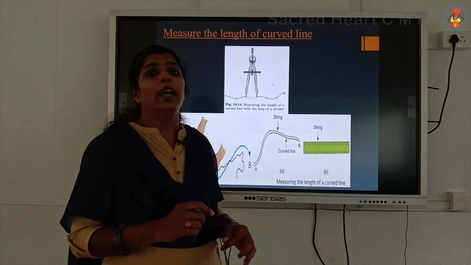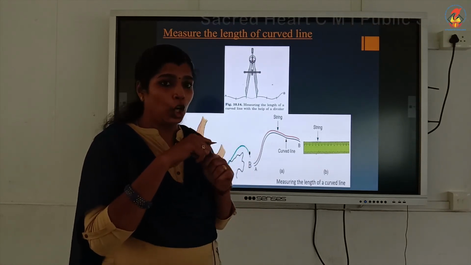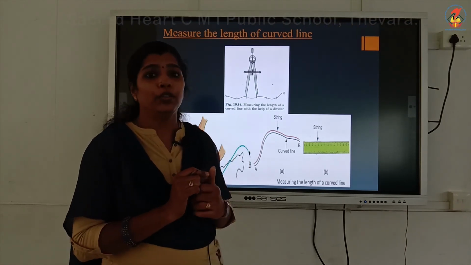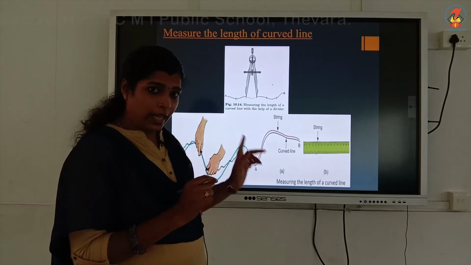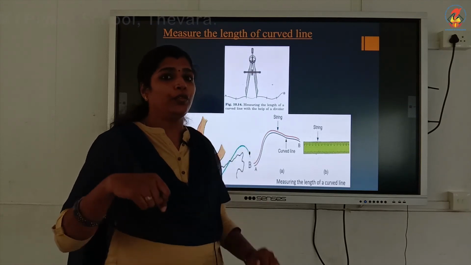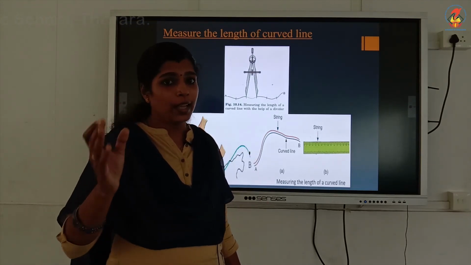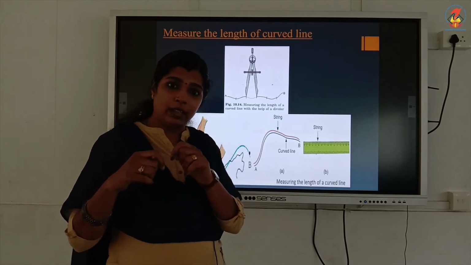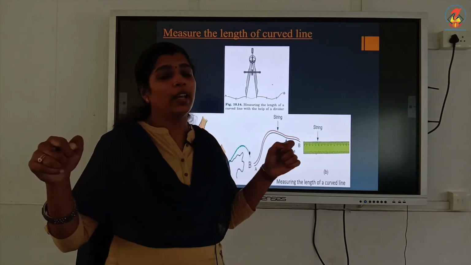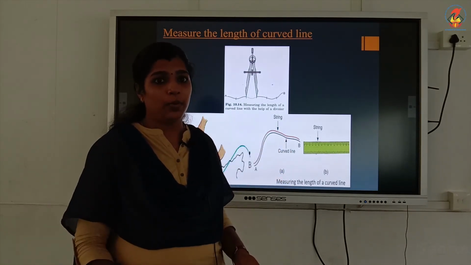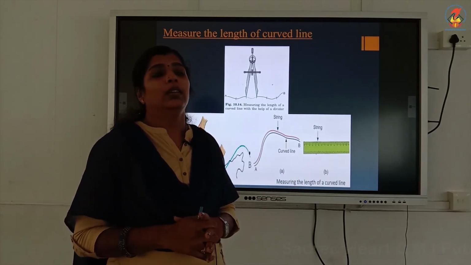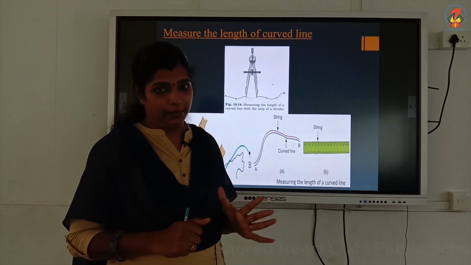Then the second method is with the help of a thread. First you make a knot on the thread and place that knot at the starting point of the curved line, here given as A. Then you move the thread along the length of the curved line. When you reach the end of the curved line, you make another knot. Now you take a meter scale, stretch that thread, and measure the distance between the two knots. That will give you the length of that curved line.